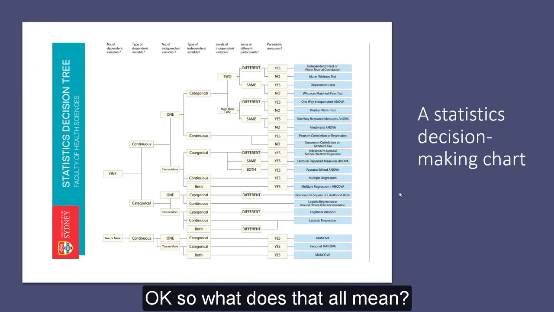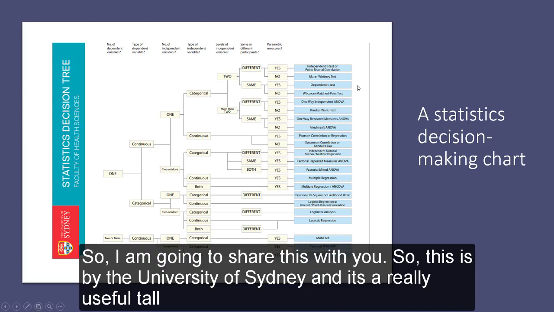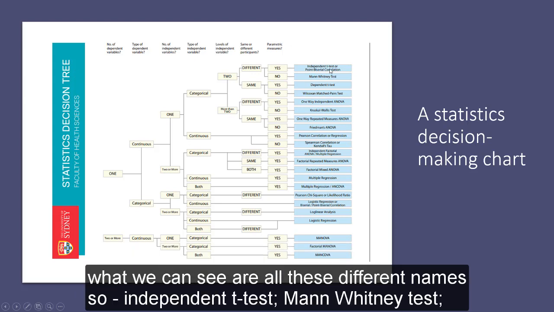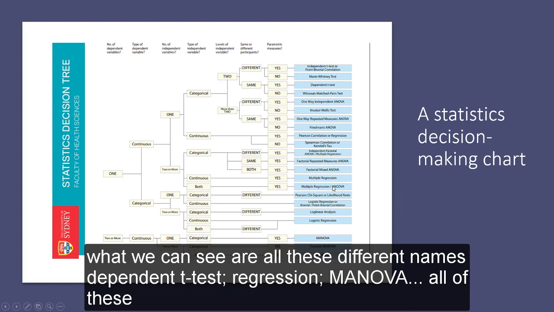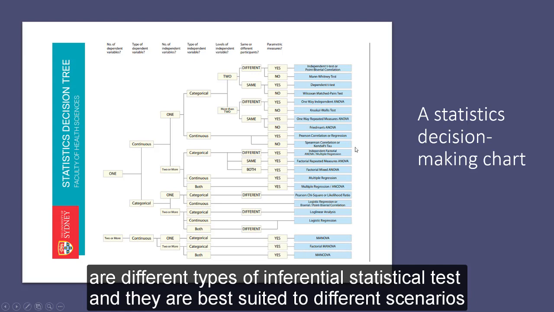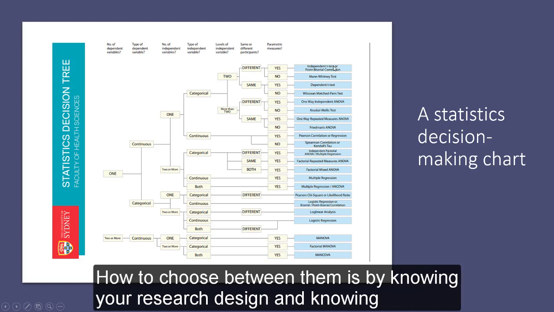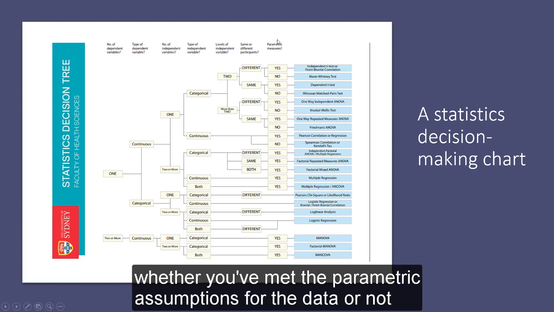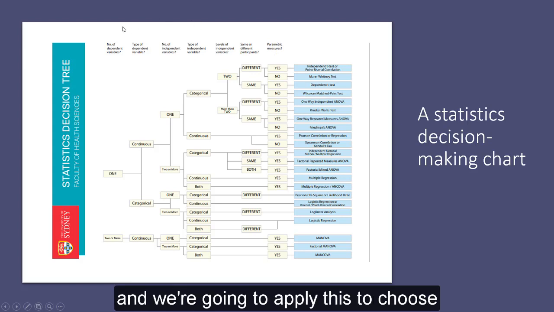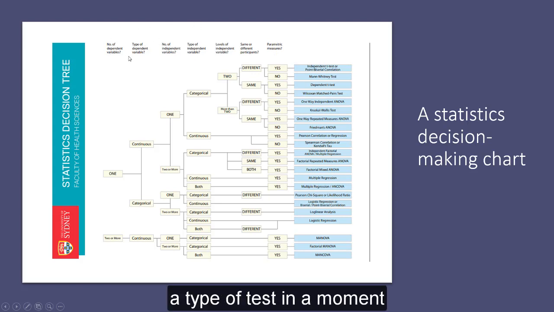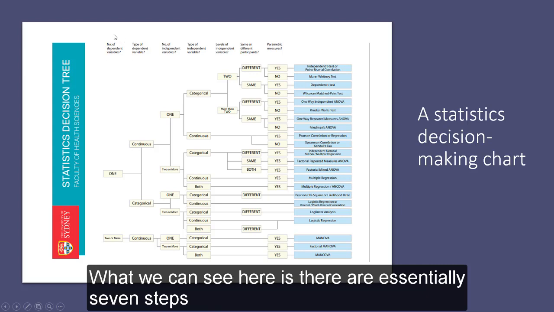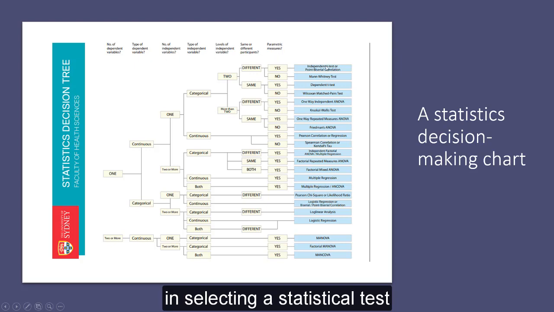Okay, so what does that all mean? I'm going to share this with you. This is by the University of Sydney, and it's a really useful tool. What we can see are all these different names: independent t-test, Mann-Whitney test, dependent t-test, regression, MANOVA. All of these are different types of inferential statistical test, and they are best suited to different scenarios. How you choose between them is by knowing your research design and knowing whether you've met the parametric assumptions for the data or not. We're going to apply this to choose a type of test in a moment. But what we can see here is there are essentially 7 steps in selecting a statistical test.